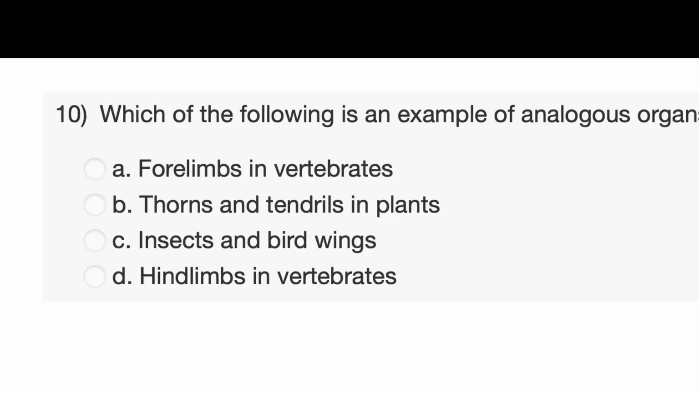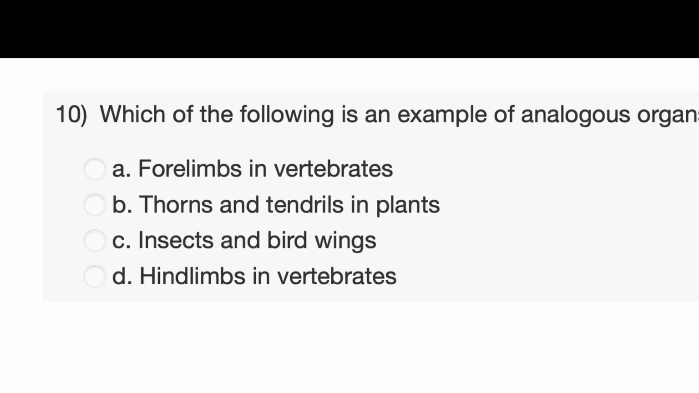Okay. Which of the following is an example of analogous organs? Technically, it should not be option A since we just saw in the previous question that four limbs in vertebrates was a homologous organ. So it might be option B, C, or D. Let me see what you have answered. Many people have answered C, but someone has answered option A. I think he was not there for the previous question.